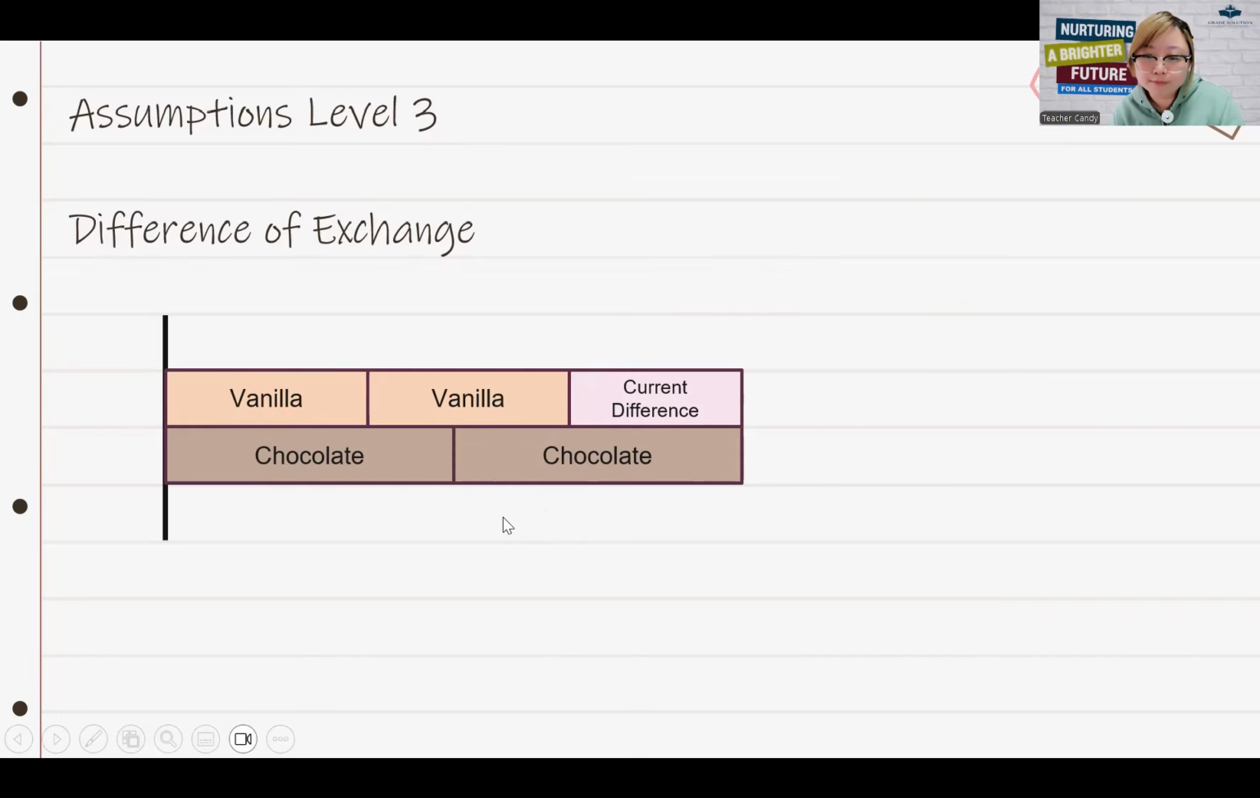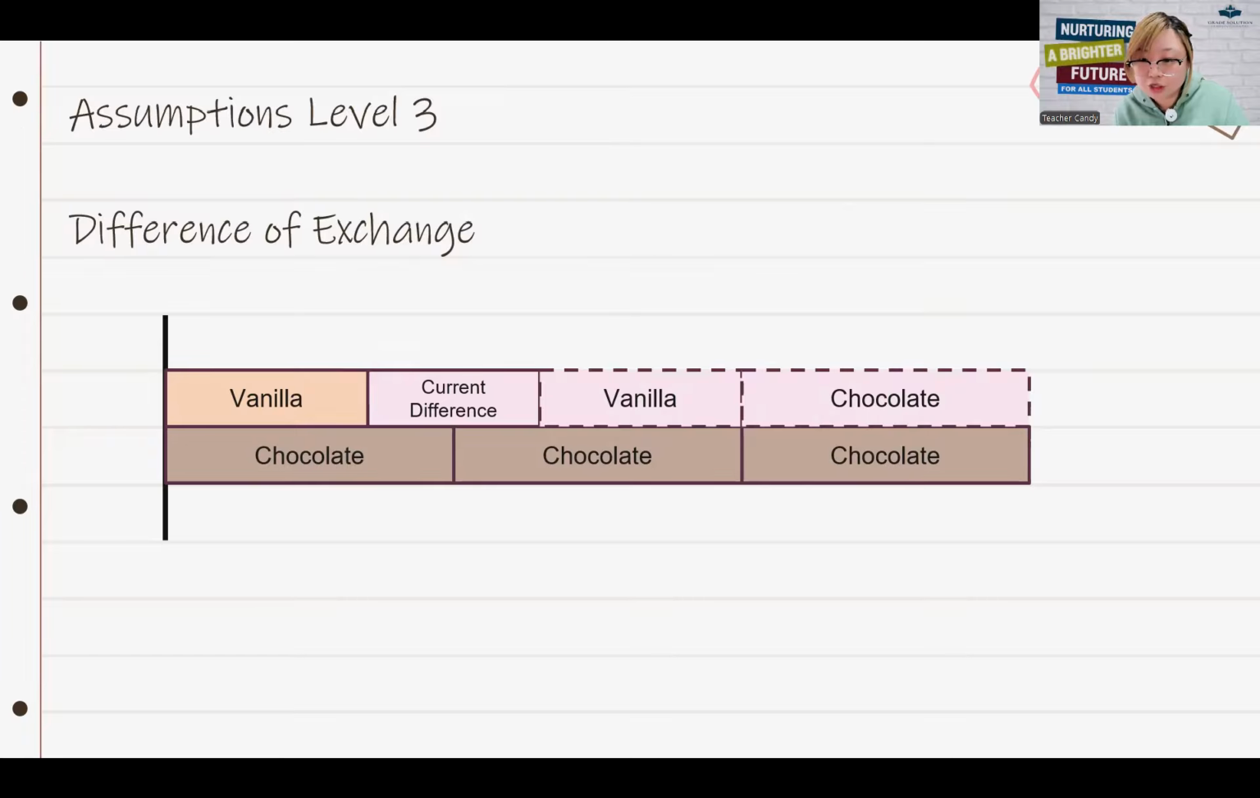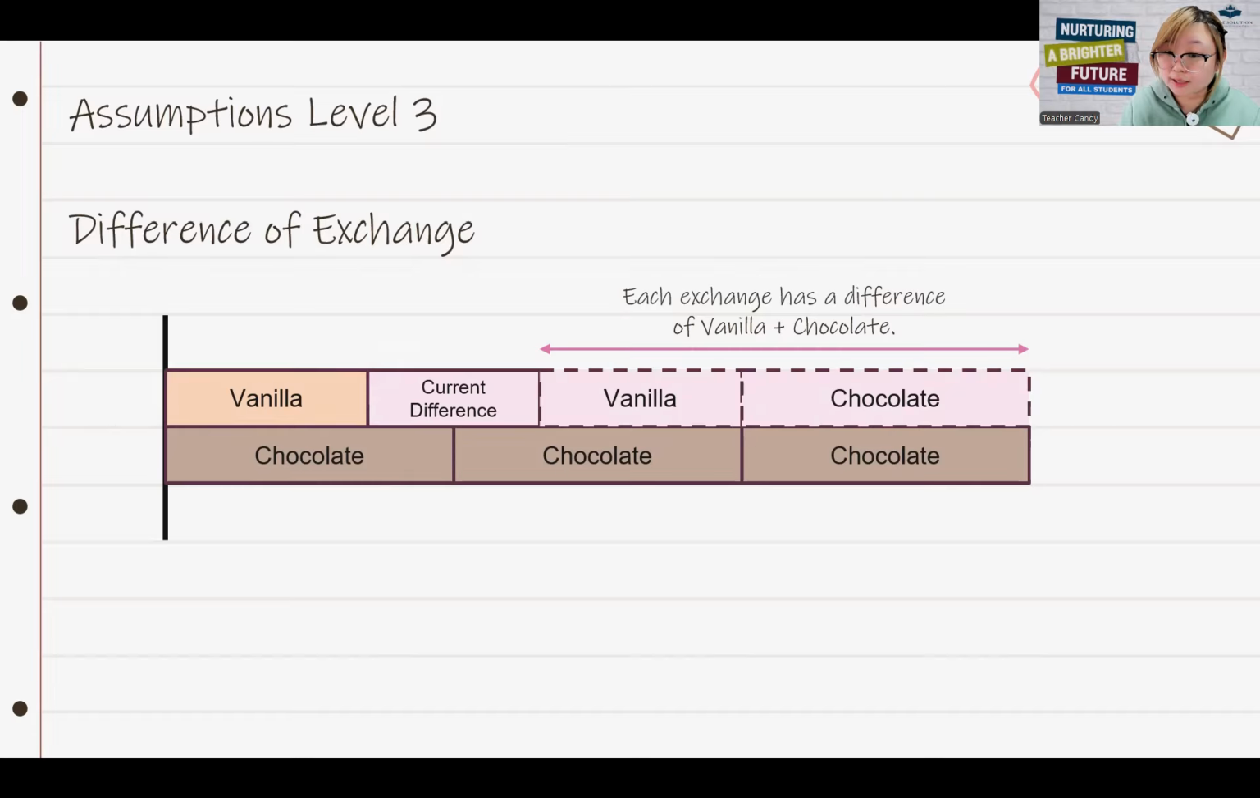Let's take away one vanilla and put in one chocolate cupcake. You notice that the difference is from here and here. The current difference is not counted, so let's move the current difference to the side first. Take a look at this: vanilla cupcake and chocolate cupcake. For every exchange, the difference is the sum of vanilla plus chocolate. So what can we do about that?